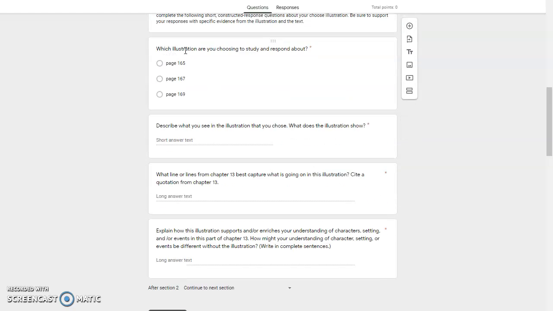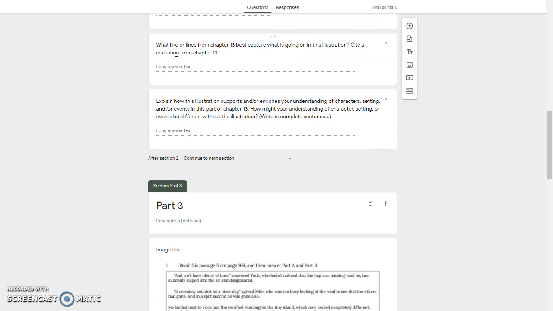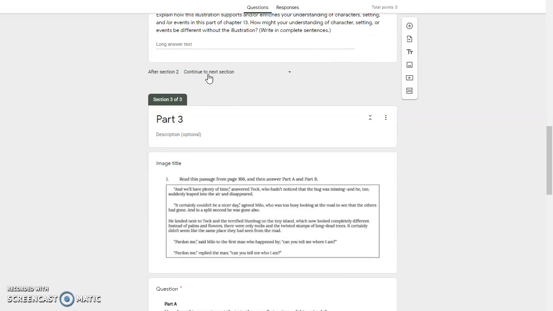First, you're going to choose what illustration you are choosing to study and respond about. Then, describe what you see in the illustration that you chose. What does the illustration show? What line or lines from chapter 13 best capture what's going on in this illustration? Cite a quotation from chapter 13.